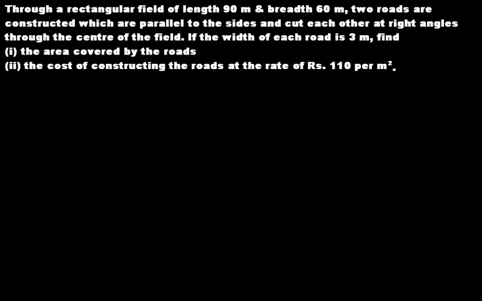In this video tutorial, we are going to cover some problems related to perimeter and area. So the first problem is: through a rectangular field of length 90 meter and breadth 60 meter, two roads are constructed which are parallel to the sides and cut each other at right angles through the center of the field.